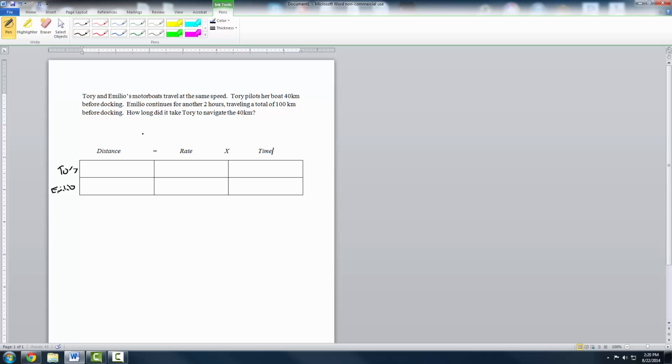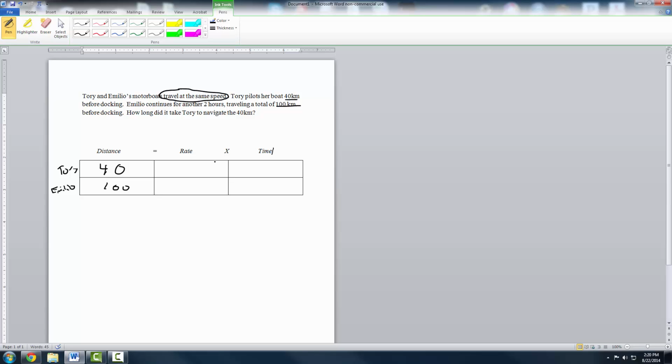Now let's just fill in the information. If we know it, put it in. If we don't know it, put it in as a variable. That's fine. So for Tori, how far did Tori go? Tori pilots her boat 40 kilometers. So she goes 40. Emilio continues another 2 hours, traveling 100 kilometers. So Emilio went 100. Now, nowhere in here do they tell you how fast their motorboats were going. But one thing they do tell you is that they are traveling at the same speed.